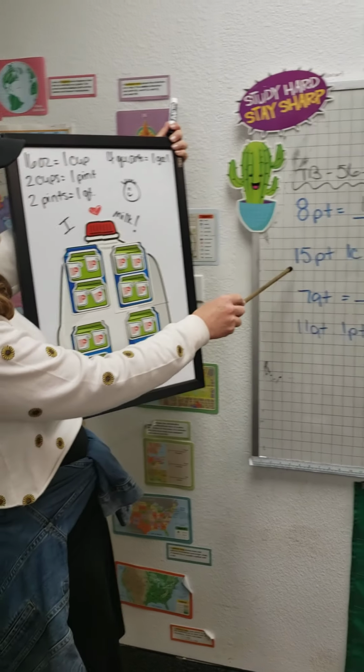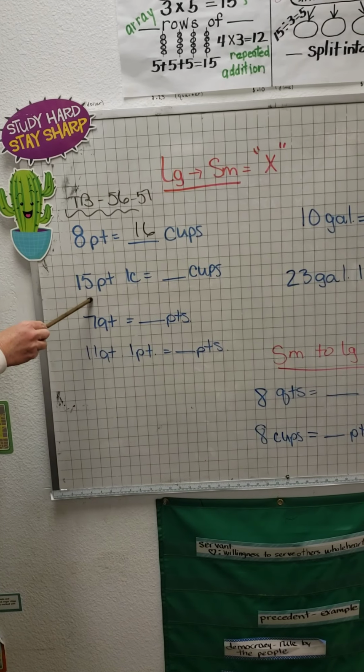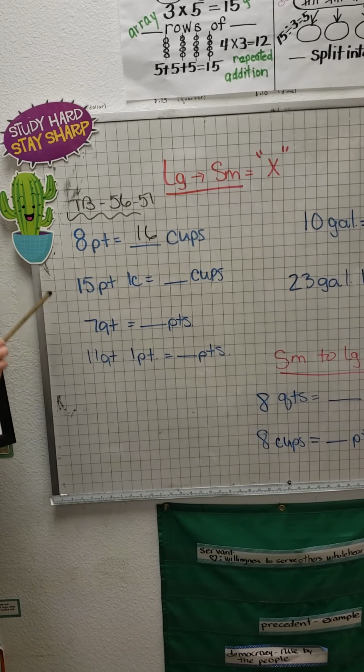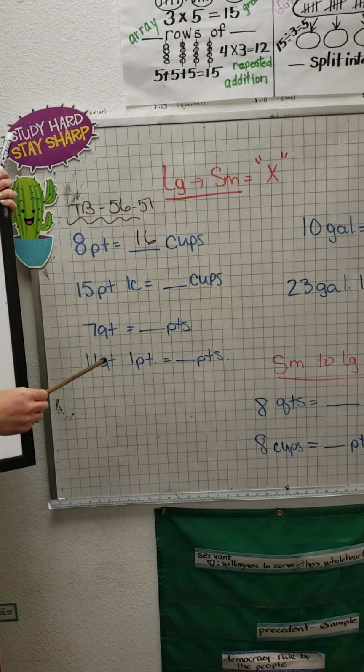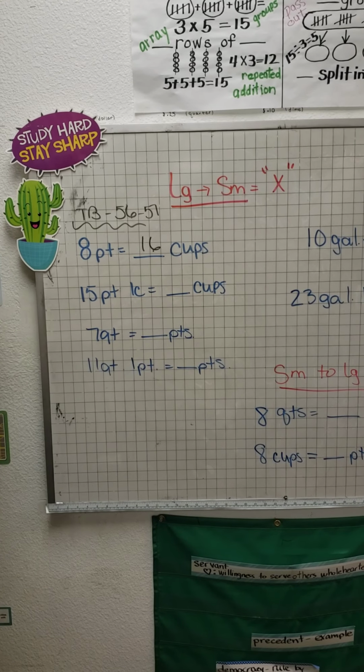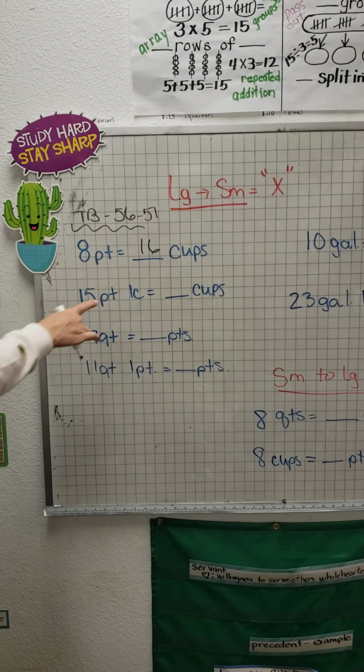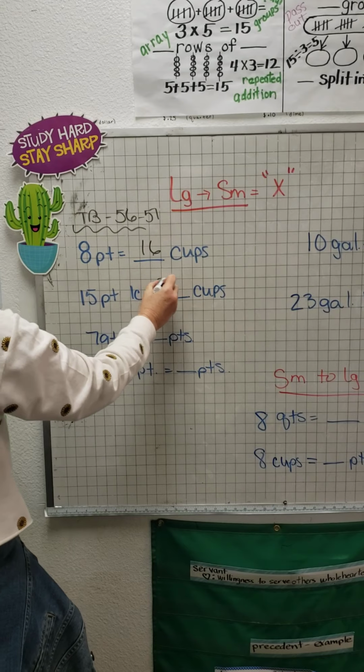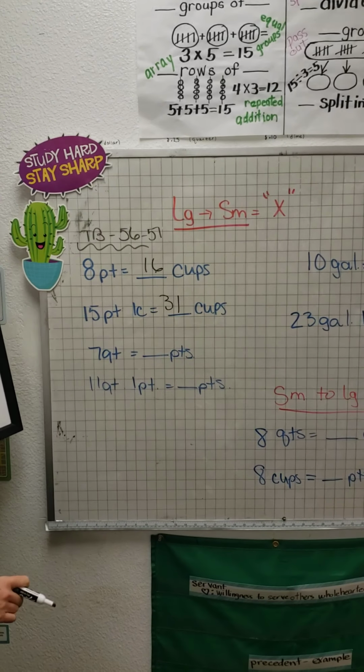All right, let's look at the next one. The next one, we have 15 pints and 1 extra cup. So 15 times 2 would be 30, plus the 1 cup would equal 31 cups.